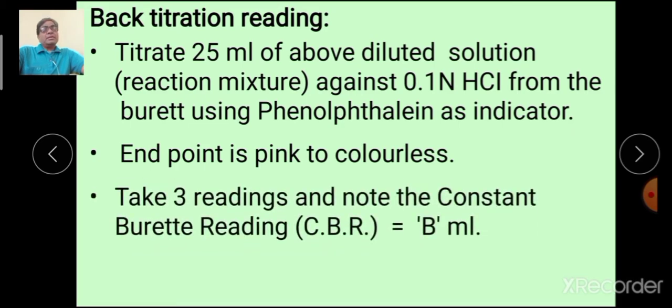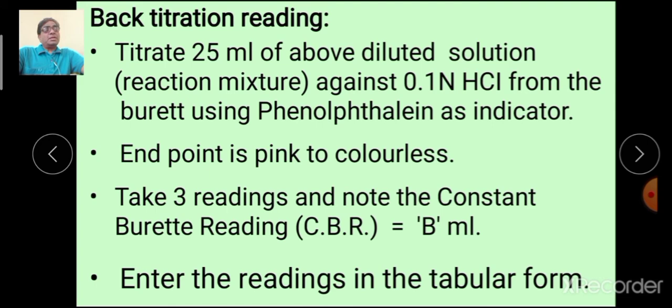Take 3 readings and note the constant burette reading. Here, out of 3 readings, which 2 readings are constant? Note that constant reading as B mL. Here remember students, the mean is not determined. Here the constant burette reading is determined, and thus enter your results in tabular form.